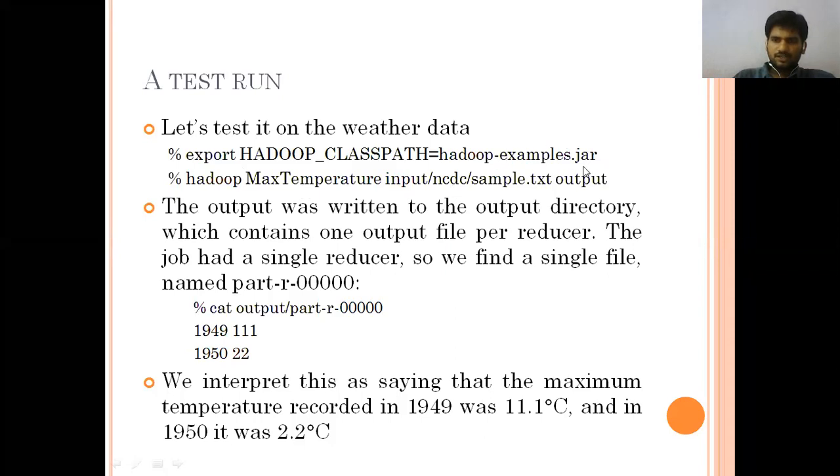So we are going to get all the jar files and we are going to get some sample output. To run it, we use the cat command on this file. Then we interpret this as saying the maximum temperature recorded in 1949 is 11.1 degrees and in 1950 is 2.2 degrees Celsius. So we are converting the values to Celsius. The numbers are formatted into temperature units, that is 11.1 degrees Celsius and 2.2 degrees Celsius.